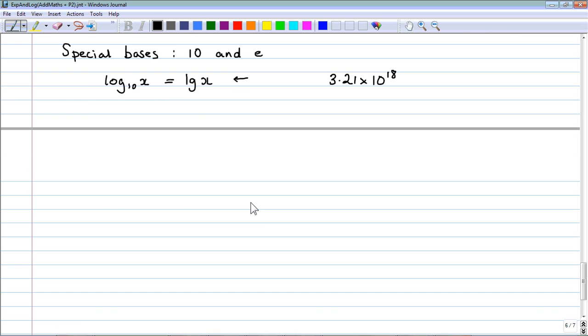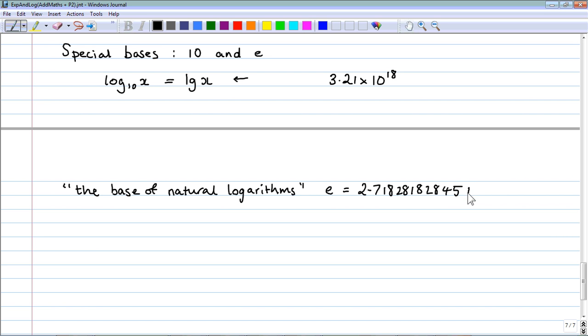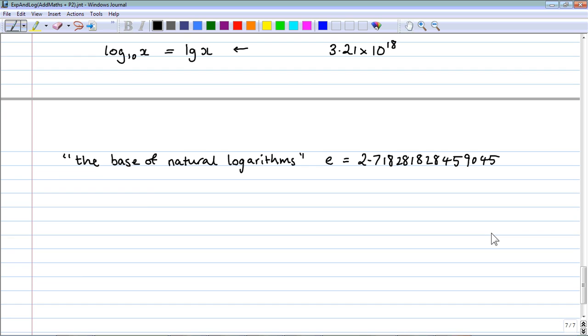However, the other special base, sometimes called the base of natural logarithms, is the number e. So e, as I said to you before, is approximately 2.71828, although it's very easy to remember a lot more digits. It's a little bit more than you get on the calculator there.